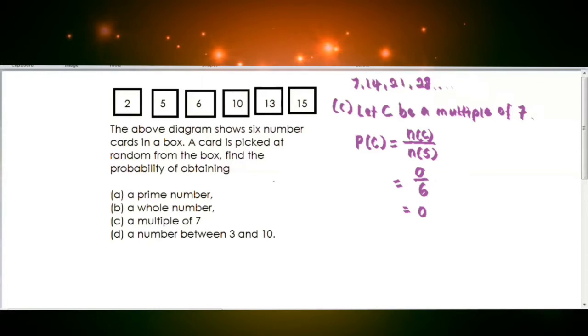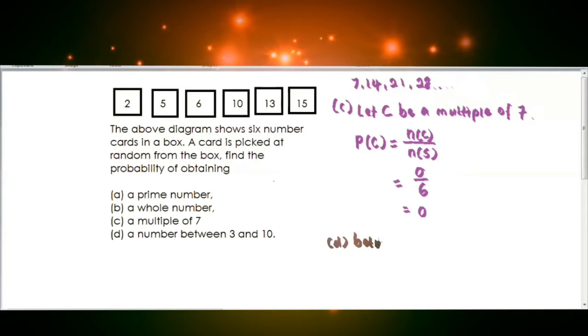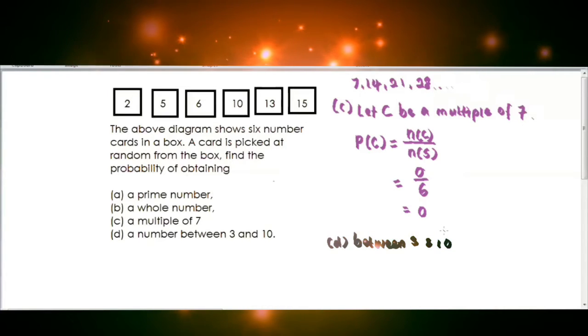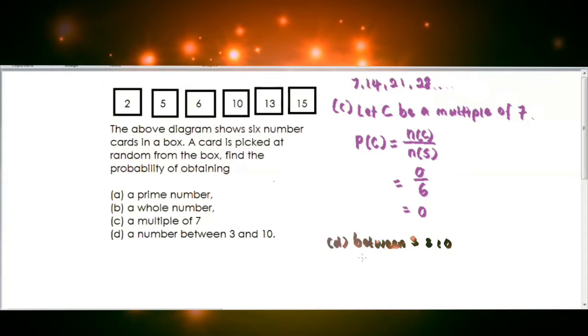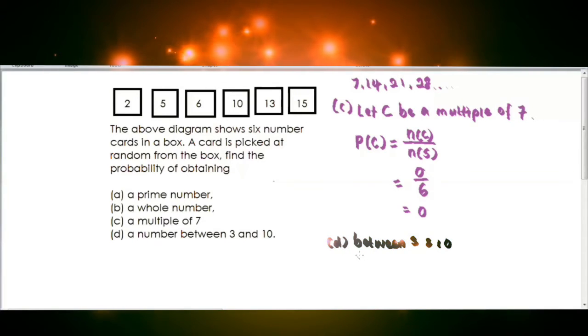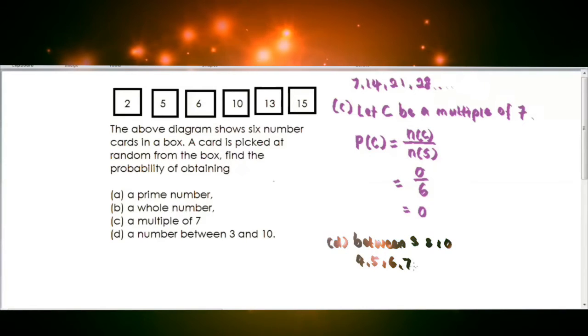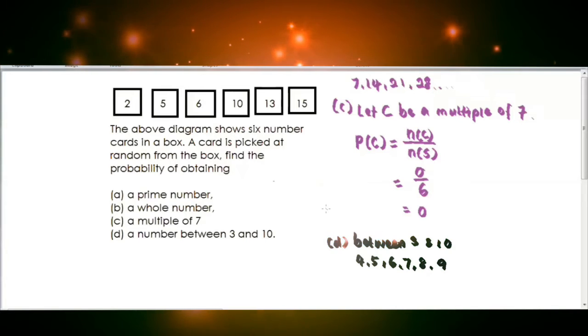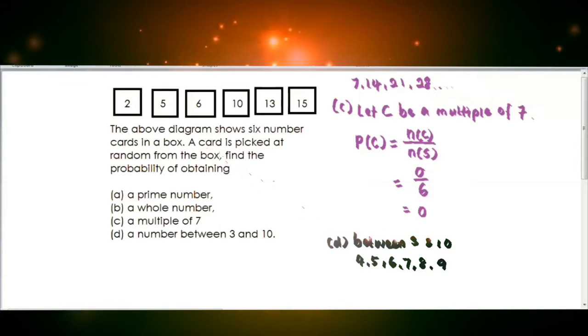Okay, the last one, D. Same, a number between 3 and 10. It means that our number cannot include 3 and 10. So our event may be 4, 5, 6, 7, 8, 9. The numbers 4, 5, 6 we can find over here. So what is the number between 3 and 10? 5 and 6.